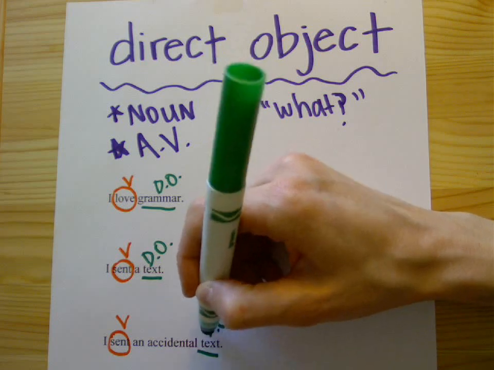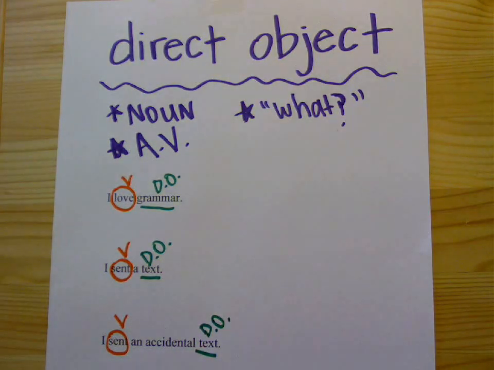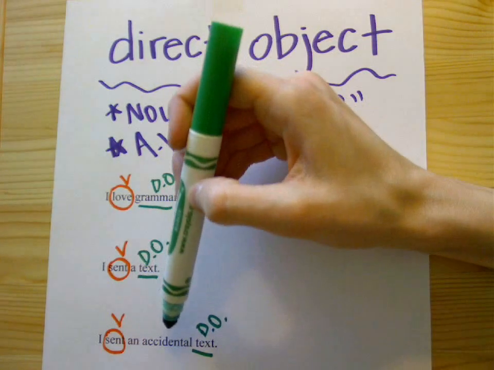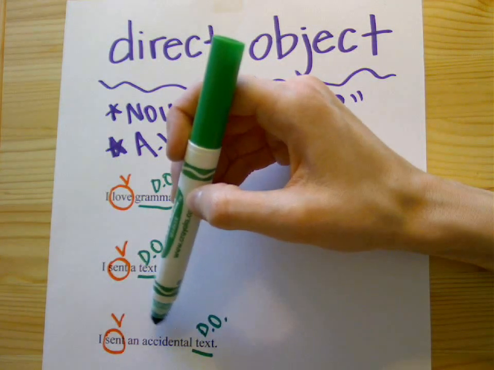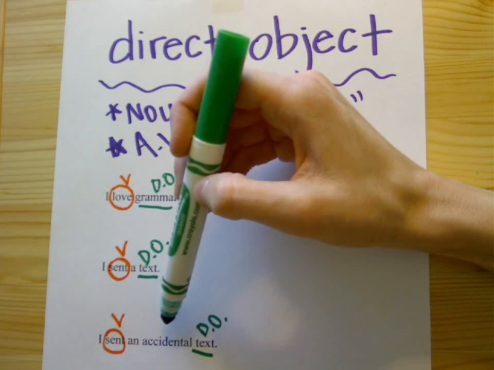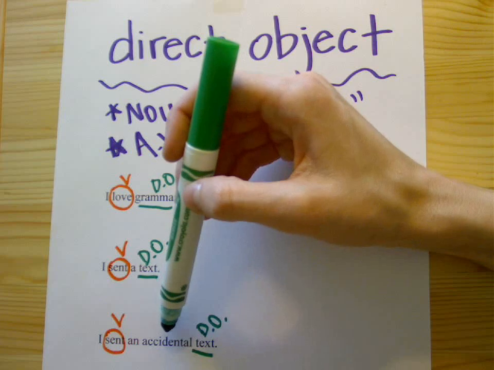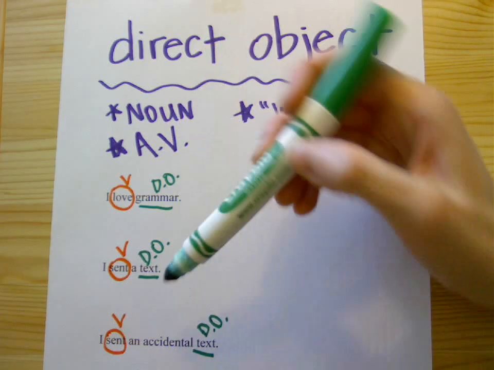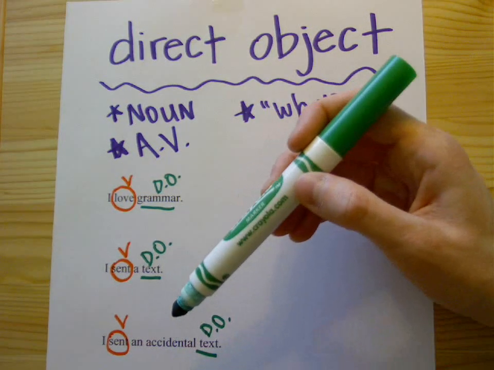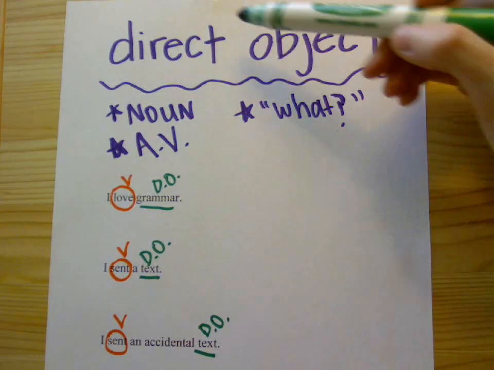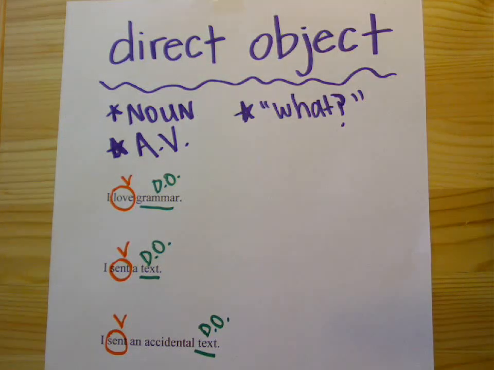Now, I know some of you might be sitting there going, wait a second, why isn't it accidental text? Well, let's take a look. What part of speech is accidental? It is an adjective, and it's describing text. Which text, or what kind of text? An accidental text. If this is an adjective, it can't be a direct object because our direct objects are always nouns.